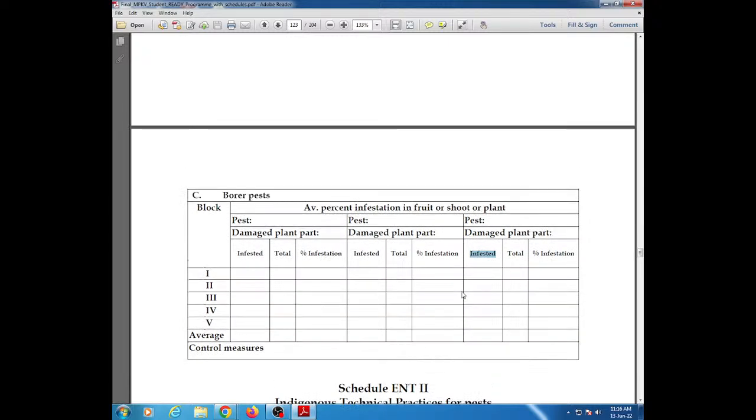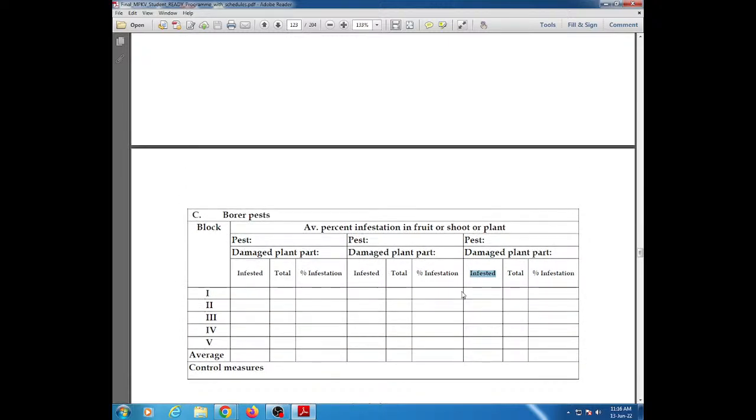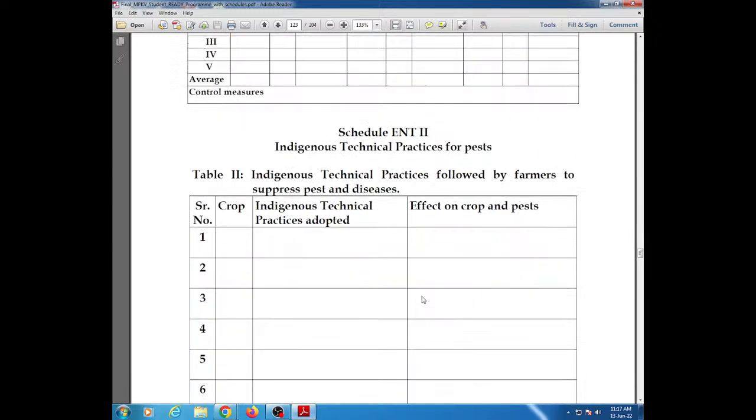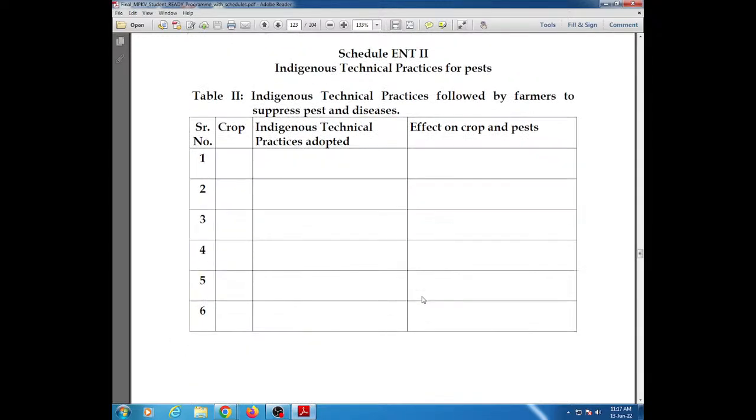Okay, every schedule is to be filled in for particular time duration. Okay, you may take the observations weekly. Every week those observations are to be taken up. You have to count the numbers, you have to write the averages. In every block you have to take the observations. Then later on, the schedule second, that is ento second.